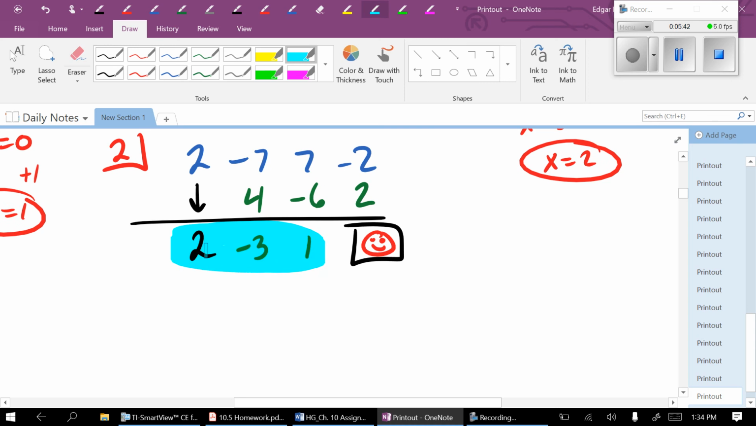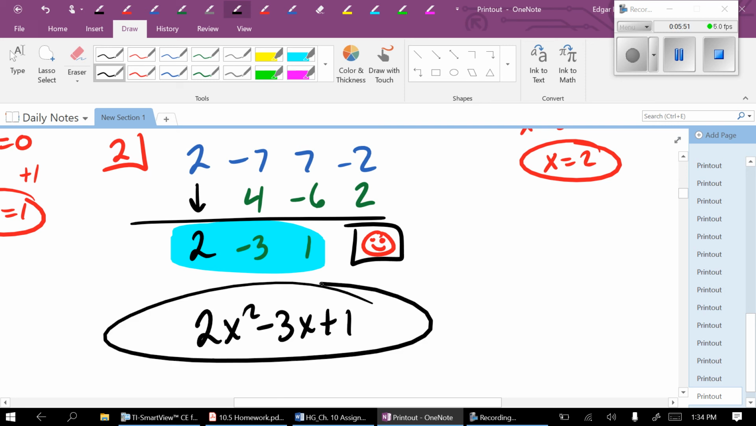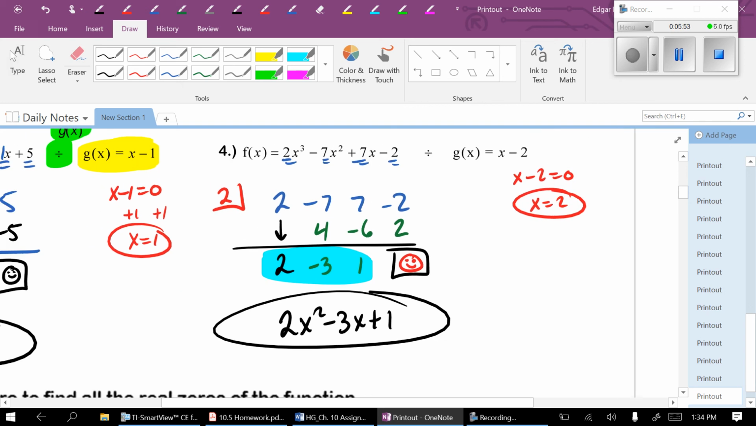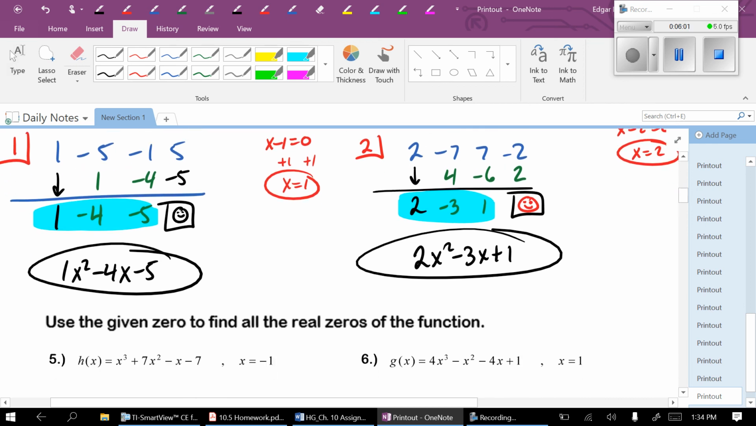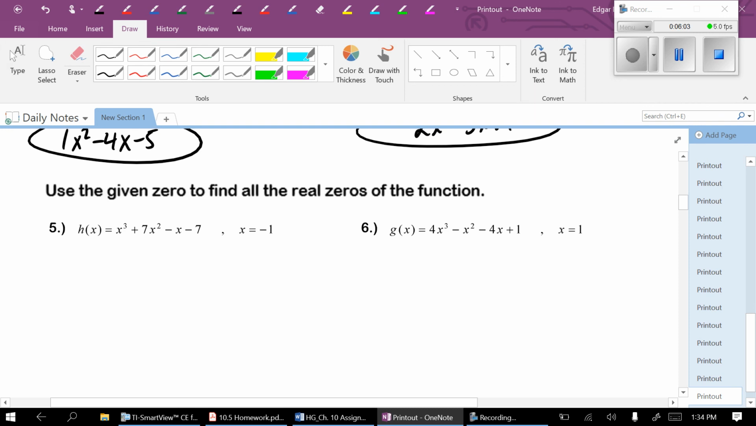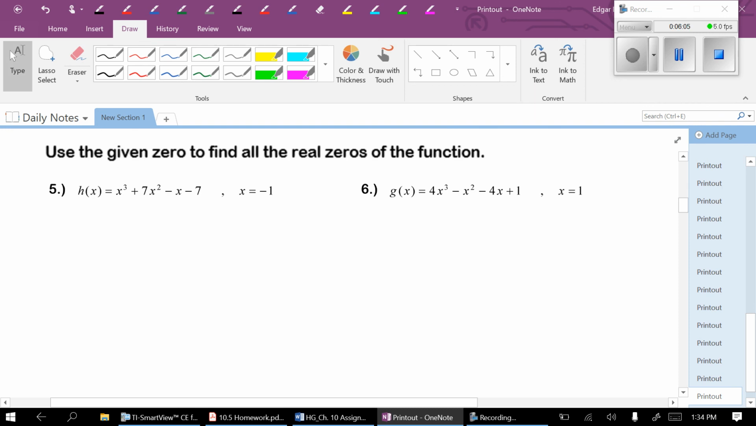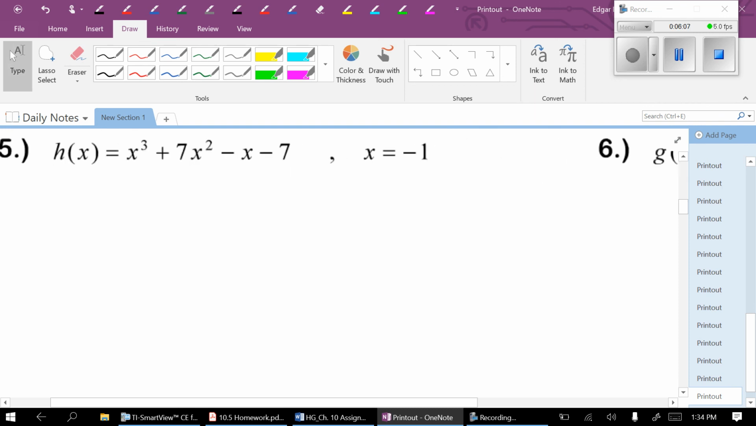So as I said, guys, this is going to become your coefficients for the new function, which are going to be 2x squared minus 3x plus 1. And once again, that is a quadratic that, if I would like to keep going further to find all the real zeros of this function, I can actually go ahead and do that. And that's actually what's going to happen in this next problem. So I apologize here if I did not leave enough room, guys. But hopefully you guys can squeeze this in there.